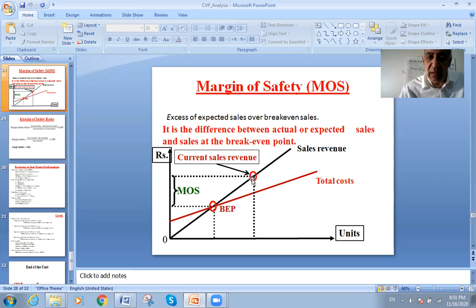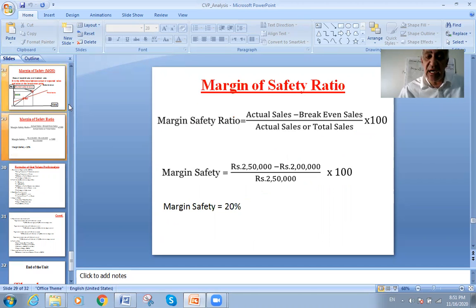It is the difference between the actual and expected sales and the sales at the break-even point. So the sales at the break-even point and the actual sales, the difference between them. Simply, if I tell you to give me the margin of safety, I will give you the actual sales. You might get the break-even by the formula: total fixed cost divided by the selling price for each unit minus the variable cost, which I started at the beginning of this lecture today.